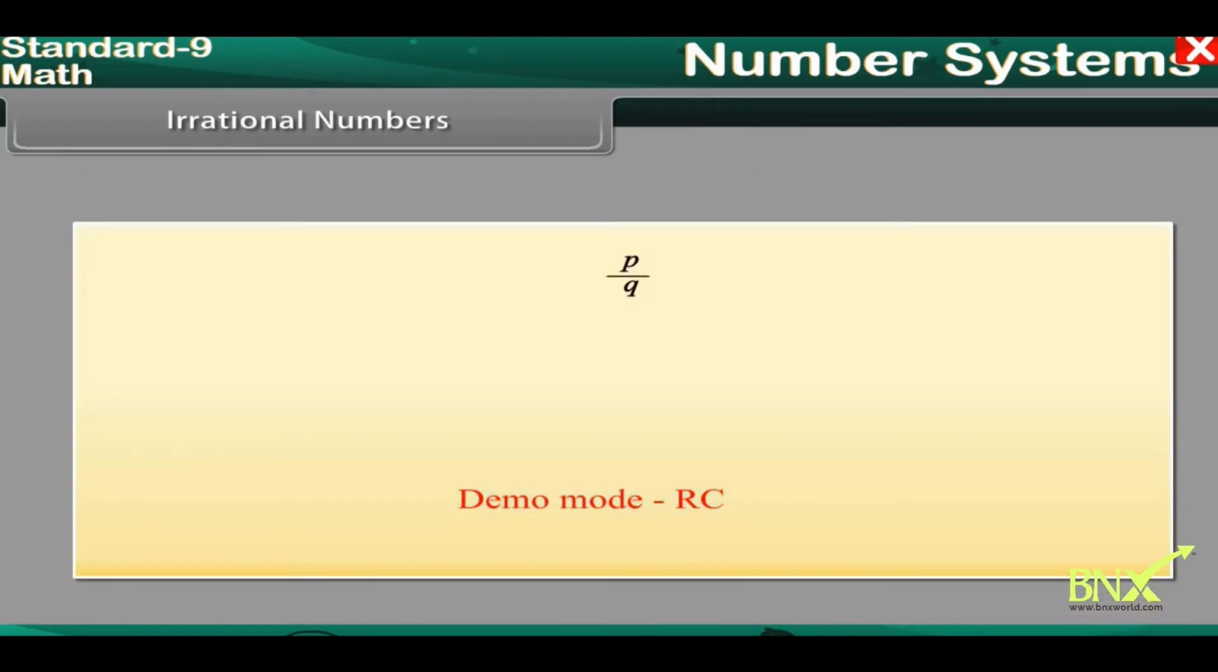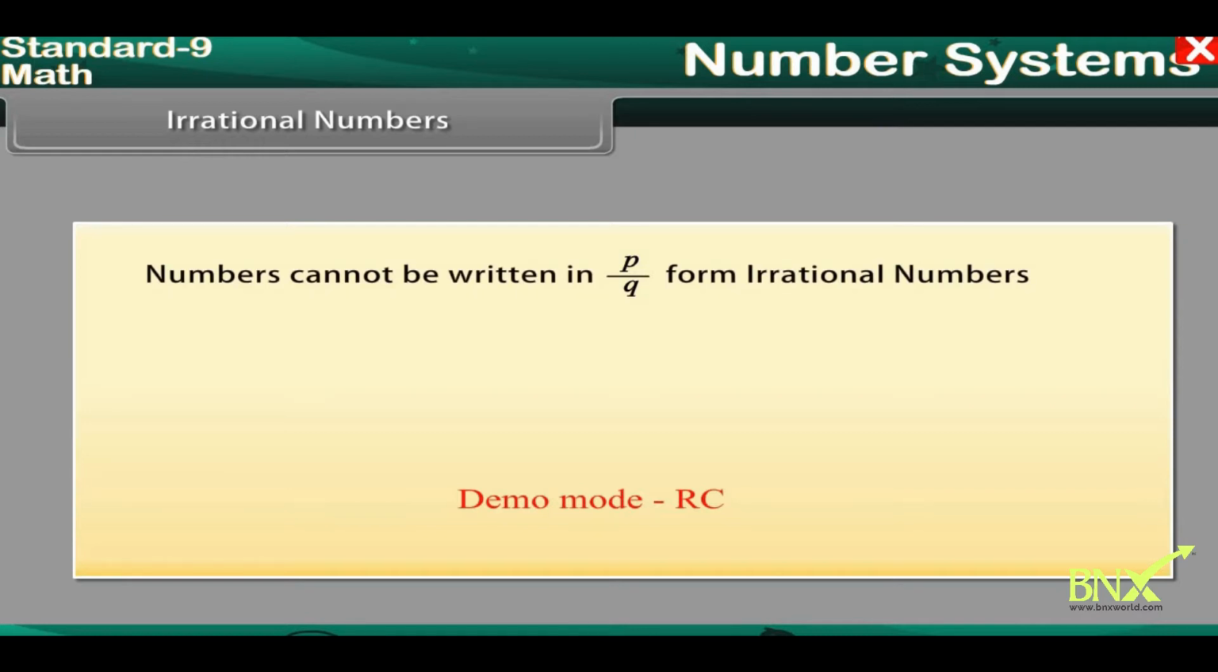Irrational numbers. You must be wondering if there are such numbers which are not in the form of p by q. Yes, there are numbers which cannot be written in the form p by q. Those numbers are called irrational numbers. For example, square root 2, square root 3, square root 7, 0.1011011101111..., pi and so on.